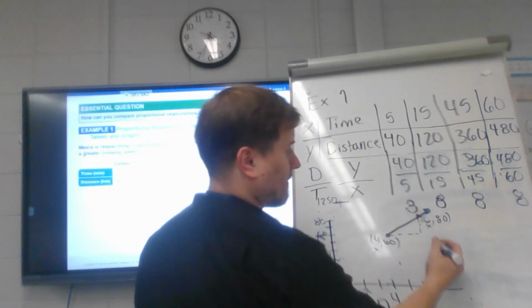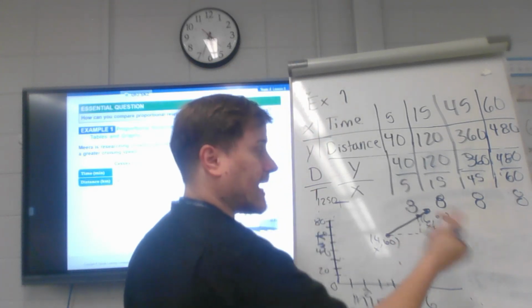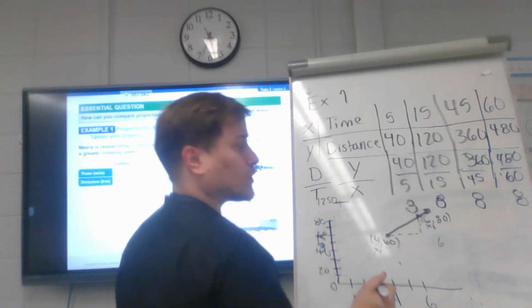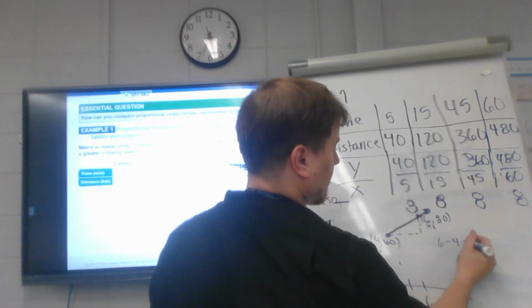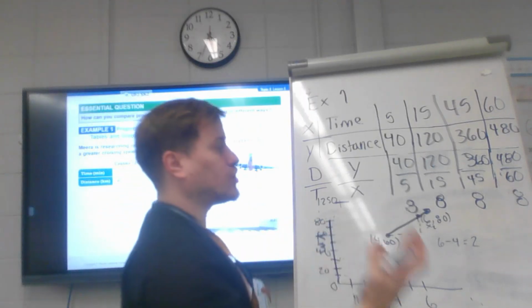You have to say, okay, my second x is 6. So this is at what we call x2, but it's just second x. Our first x, x1, is 4. So 6 minus 4 is 2. So we know the change in our x is 2.